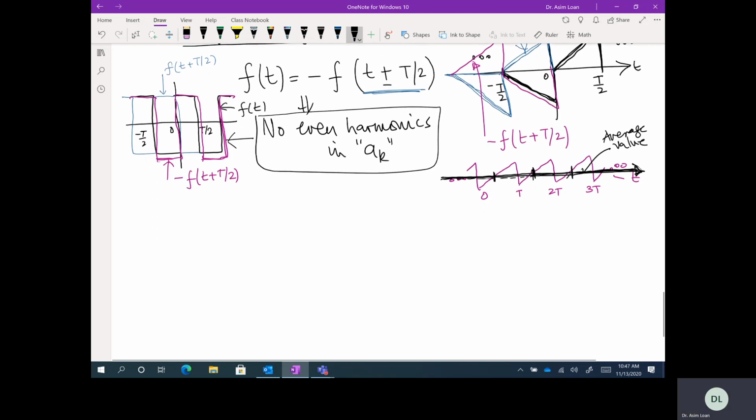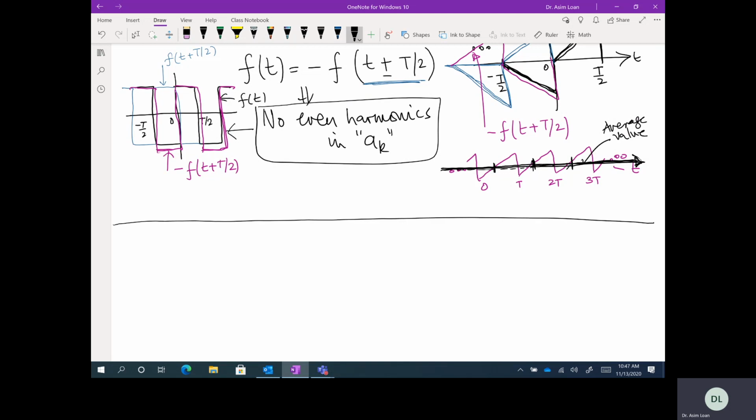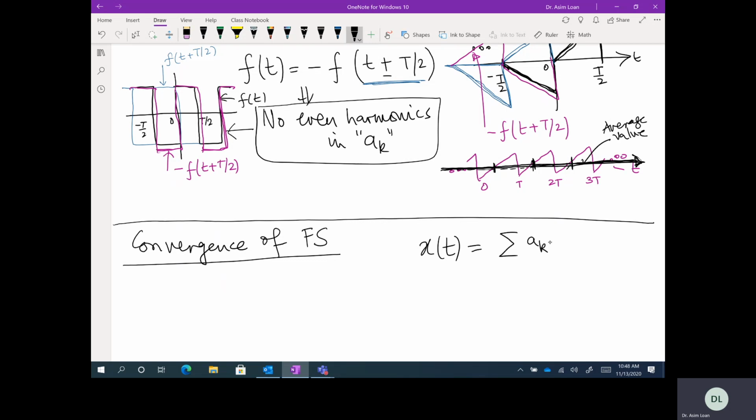Okay. So let's talk about convergence for a little while. Why are we concerned about convergence of Fourier series? Because this sum, x of t equals sum of ak e to the plus j k omega naught t, k goes from minus infinity to plus infinity, is an infinite sum. Whenever you have an infinite sum, there are always convergence issues.